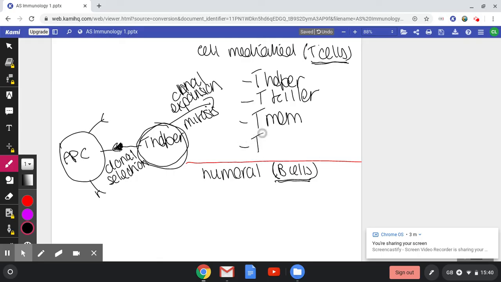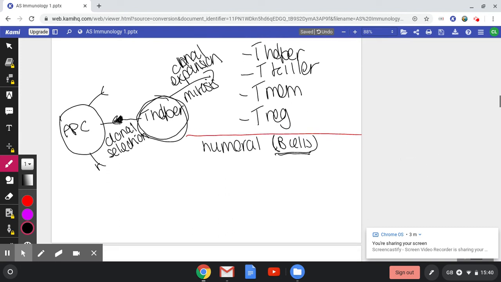We also have T regulatory cells. These suppress the immune system and help to maintain homeostasis, and they also prevent autoimmune diseases, which we're going to have a look at later on.